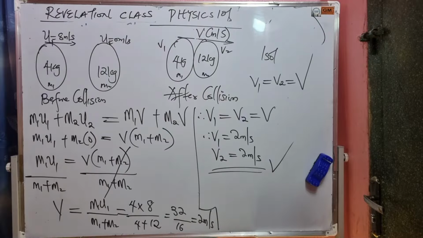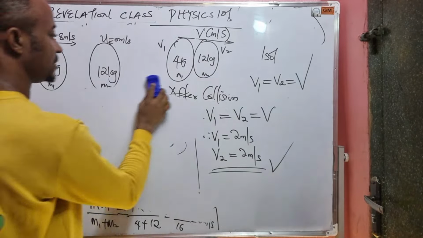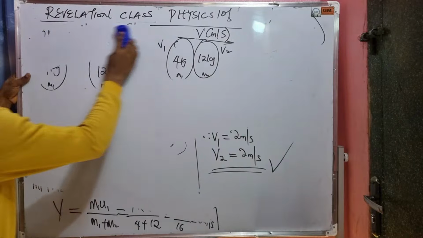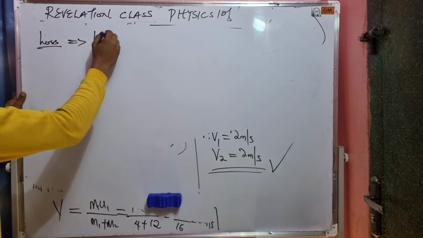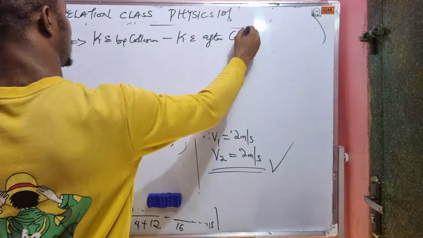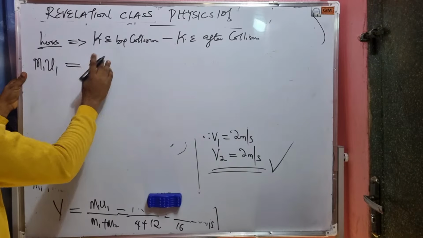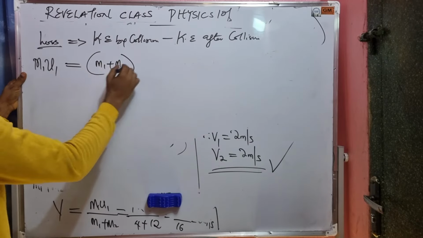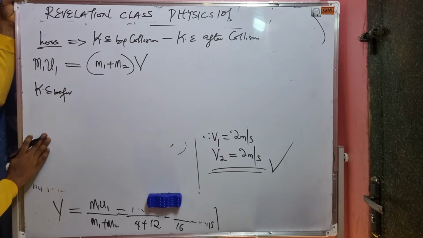Let's find the loss of energy. I will use this momentum expression to find my loss of energy from here. Let's see what we're going to achieve at the end of the day. What then is our loss of energy? Loss of energy is simply KE before collision minus KE after collision. For this question, our momentum before collision is just M1 U1. After collision it is simply M1 plus M2 times the common velocity. Is that clear?